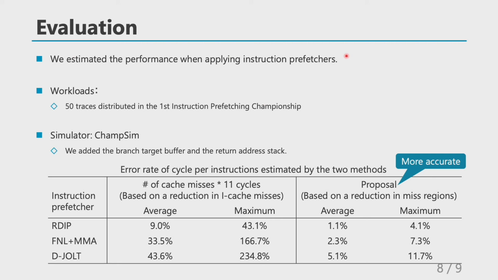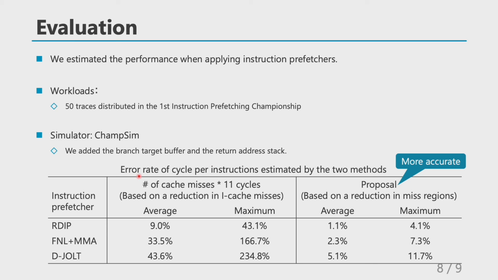We estimated the performance when applying instruction prefetchers. We used 50 traces distributed in the first instruction prefetching championship as workloads. We used the championship simulator to simulate a processor. To simulate realistic branch target prediction, we added the branch target buffer and the return address stack.